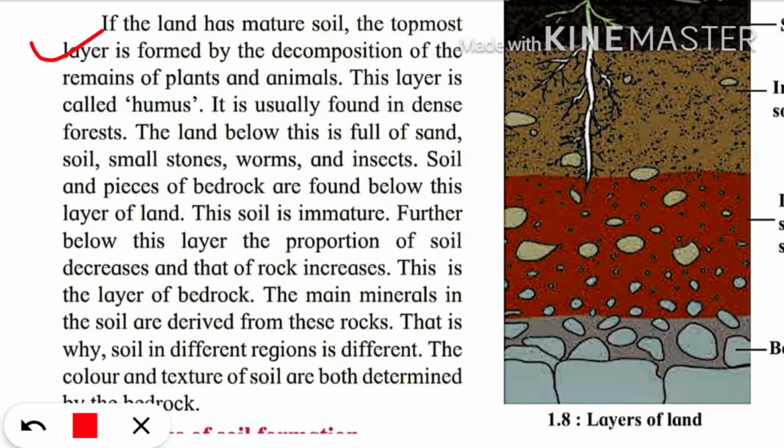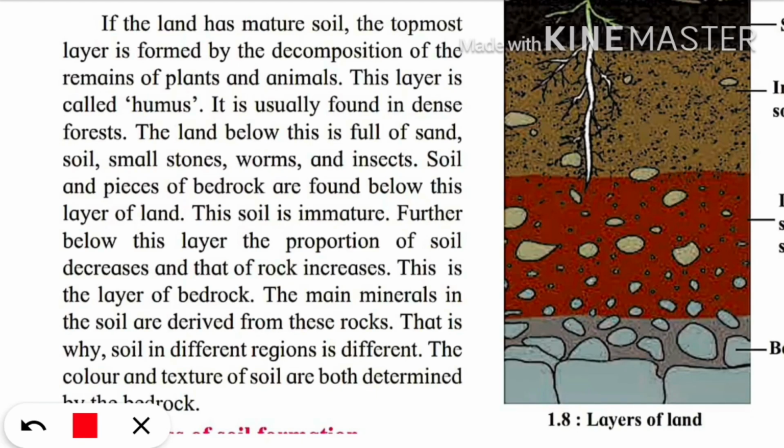It is usually found in dense dark forest. In the dense dark forest you can see the humus there. It is a layer formed by decomposition of remains of plants and animals. You know the process of decomposition. We have already studied it in standard 5th. The land below this is full of sand, soil, small stones, worms and insects. Soil and pieces of bedrock are found below the layer of land. The soil is immature.